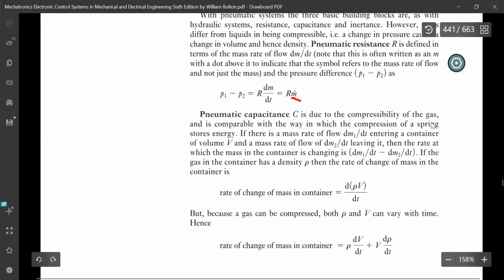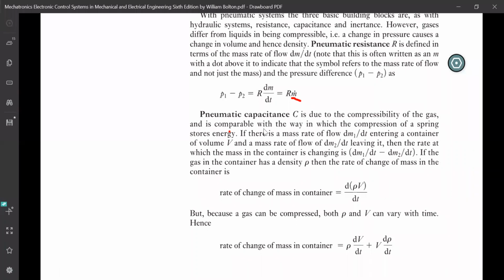The next thing is to calculate the capacitance. C is due to the compressibility of the gas and is comparable with the way in which the compression of a spring stores energy. Earlier, while discussing the liquid, we took the height of the liquid as our potential energy. Now, because gases are compressible, once they get compressed, it is similar to a spring that gets compressed and stores energy.